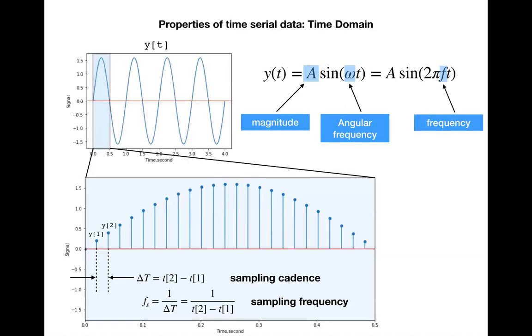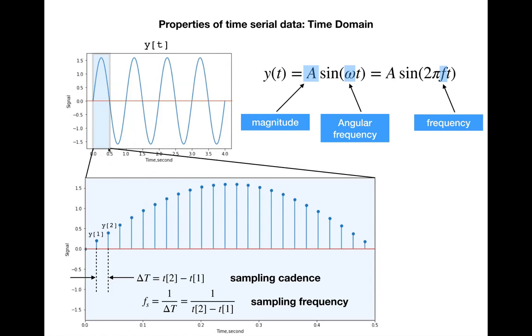Right. So let's take a look at details about the properties of the time series we just generated. What do those parameters mean, right? So this is the function y(t), and you can see that y(t) equals A times sine of omega t. If it's written in this way, A is the magnitude of the signal, and omega is the angular frequency. And omega equals 2 pi times f, where f is the frequency here, right?